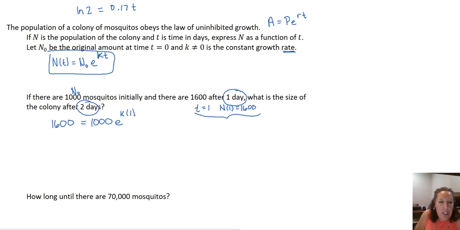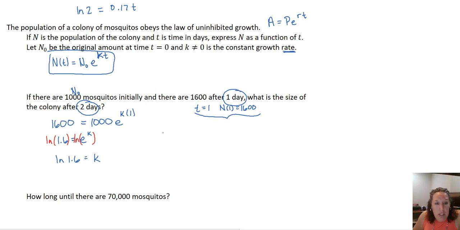All right, just like on the previous one, our first step is to get rid of what's multiplied on that e. So we'll divide both sides by 1,000. We'll get 1.6 equals e to the k. And then just like on that previous example, we're going to take the natural log of both sides. And the natural log of 1.6 is now going to be equal to the natural log of e to the k. The natural log and the e are both the natural base e. One's a log, one's an exponential. They're going to cancel each other out, and we get that our k value is going to be the natural log of 1.6.